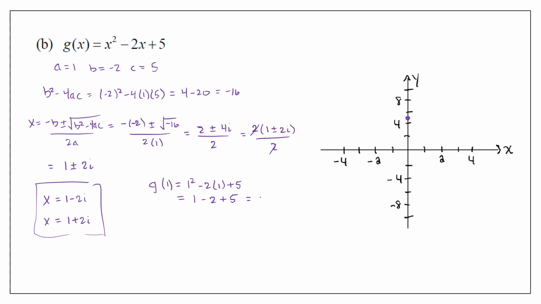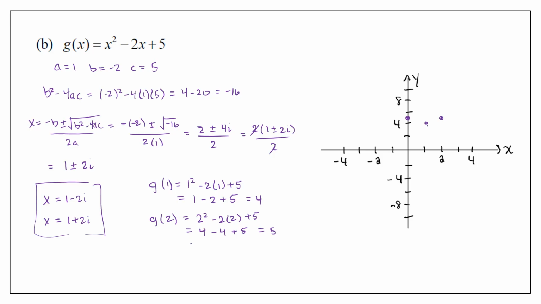And that equals 4. Okay. Then we can plug in 2. So 2 squared minus 2 times 2 plus 5. 4 minus 4 plus 5. So that will equal 5. So 2, 5, and 1, 4.